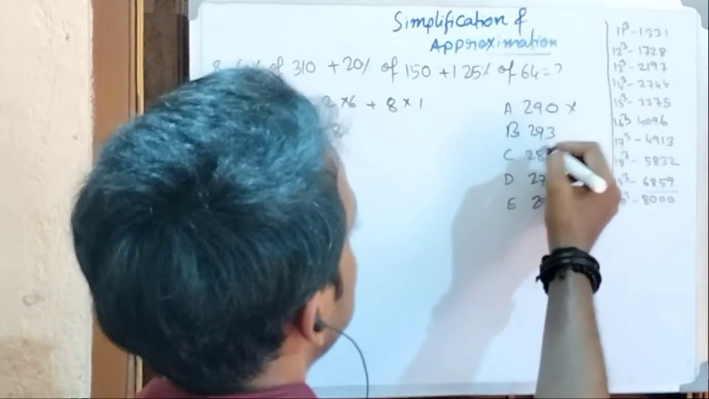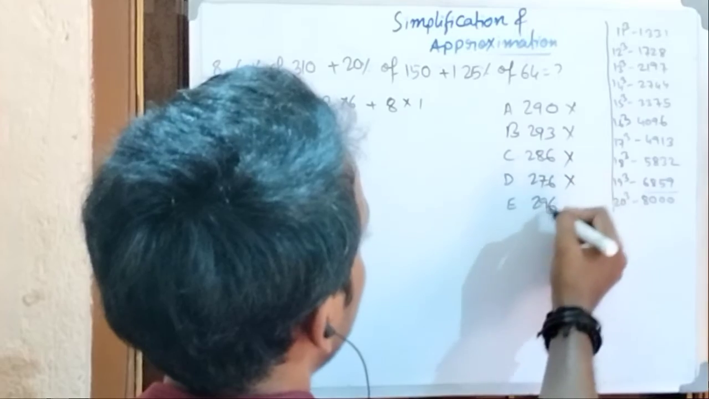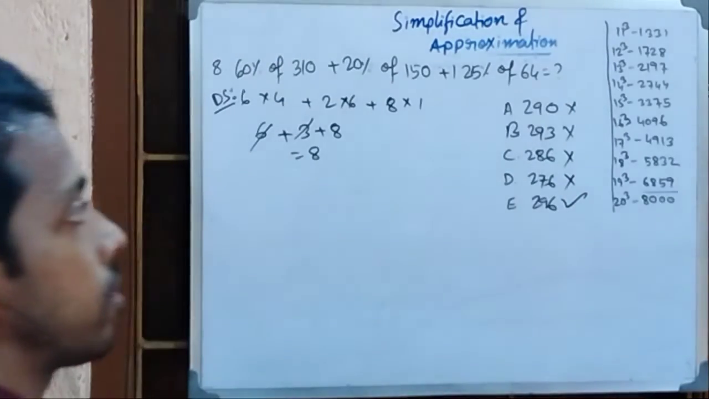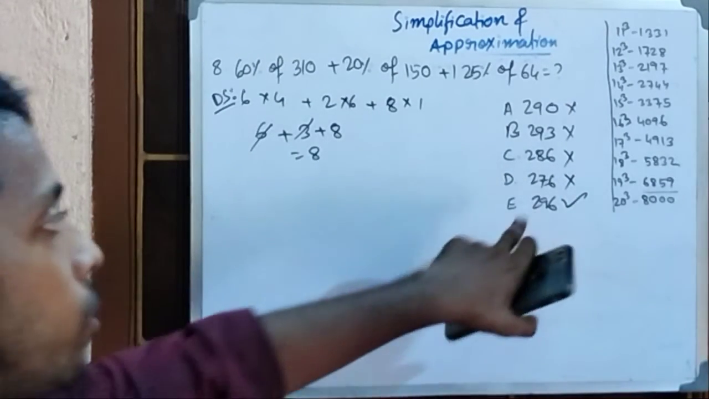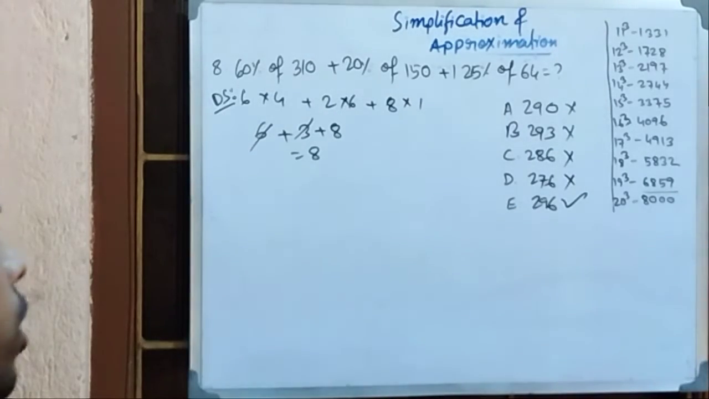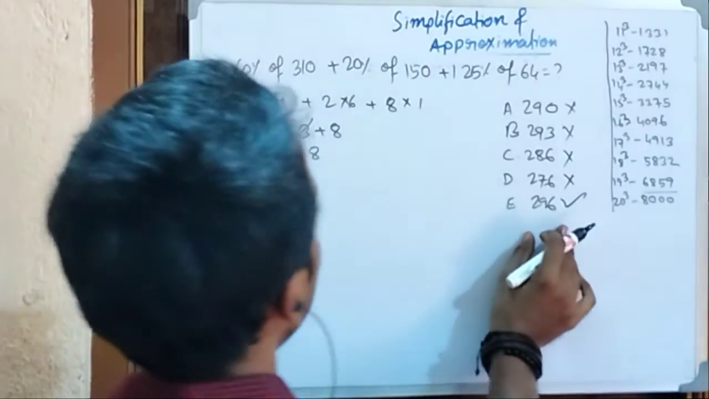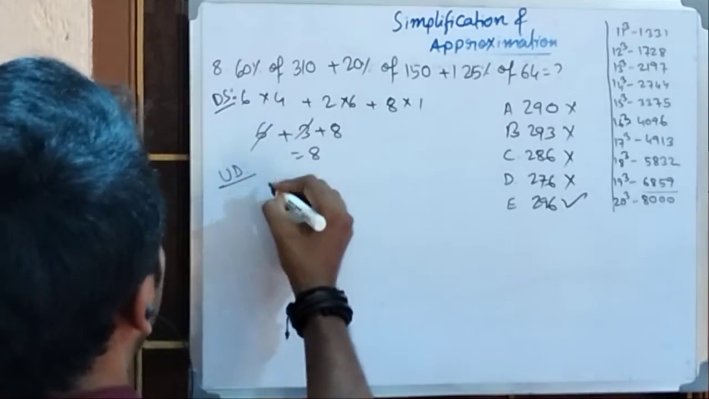9, 2, not the answer. 9, 3, 5, no. 6, 8, no. 7, 2, 6, no. 9, 6, 8. Only one is the answer. Only a single option. So there is no need to check the unit digit as well, right? But for your purpose, I am checking the unit digit as well. Though I am getting the answer, I am checking for your purpose only.